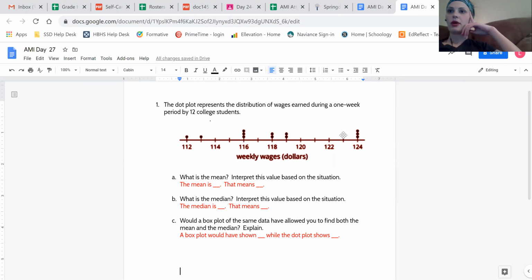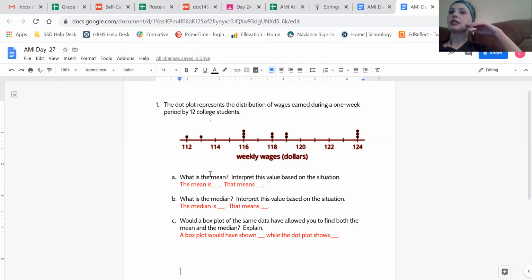So I just want to look really quick at this data. What this means is there are 12 college students, and each college student is represented by one of these little dots here. One college student made $112. One college student made $113. Three college students made $116. Two college students made $118. And this is how much they made in 1 week. Two kids made $119. And 3 students, lucky them, made $124 in that week.